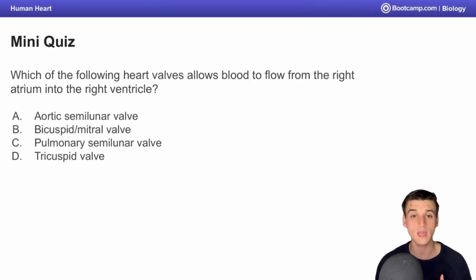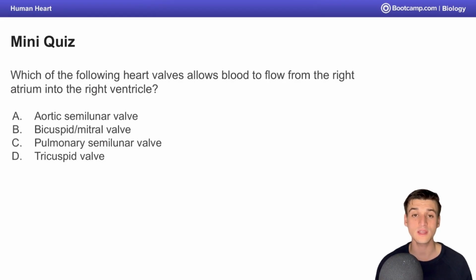Okay, so at this point, let's go ahead and do a mini quiz to see how you may be asked about these concepts on test day. Which of the following heart valves allows blood to flow from the right atrium into the right ventricle? Go ahead and pause the video now, take a moment, and answer this question.